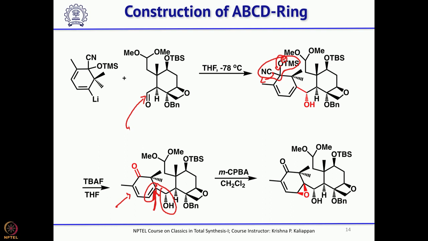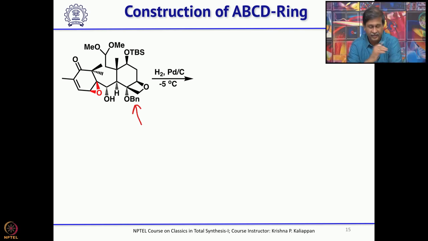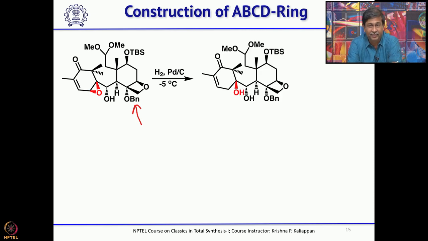Then you have to open the epoxide. As you know, if we have allylic ether, benzylic ether, allylic epoxide, then under hydrogenolysis conditions one can cleave this type of C-O bond. It is like hydrogenolysis of allylic ethers and benzyl ethers, and this is also an allylic ether, isn't it? So if you treat with hydrogenation conditions at low temperature, very important, because otherwise you have a benzyl group here, O-benzyl, that also will be removed. Under minus 5 degrees, one can selectively open the epoxide to get the hydroxyl group.